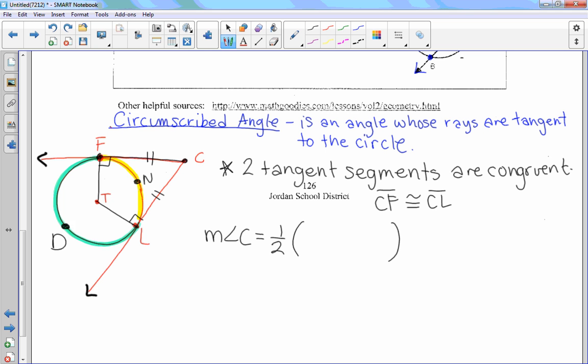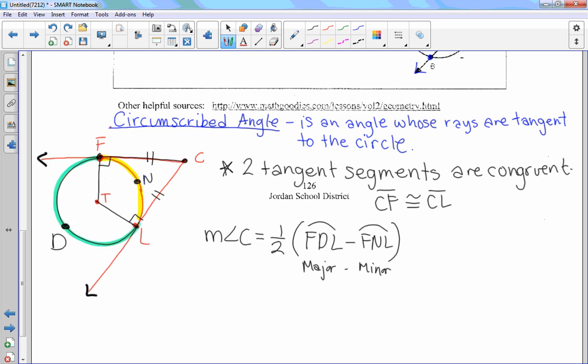Our major arc is F, D, L. So F, D, L, that's our major arc. We're going to subtract the minor arc. The minor arc is F. What's the next letter on the minor arc? F. What's the next letter? N, and the next letter? L. F, N, L is the minor arc.